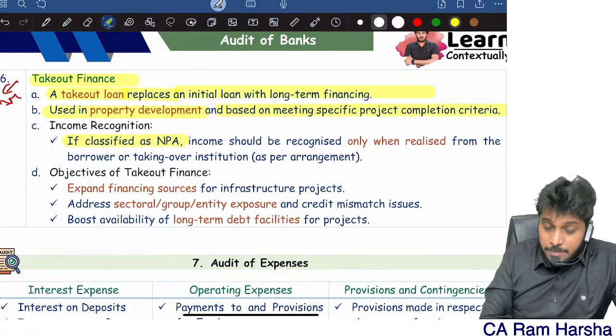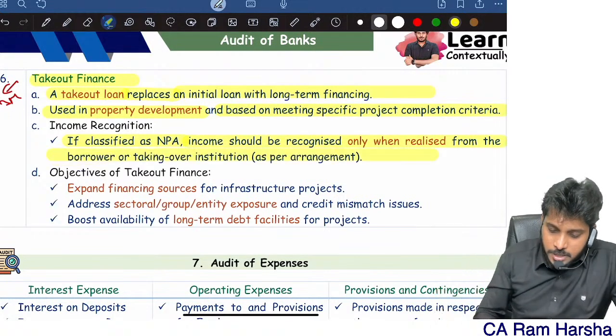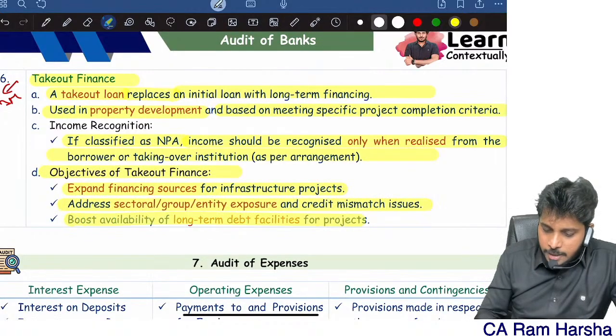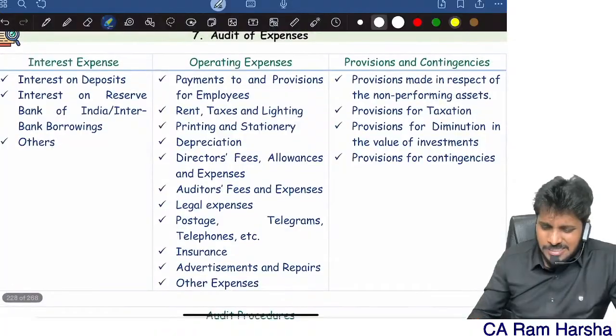That is also classified as NPA. Income should be recognized only when realized from the borrower. So what is the objective of take out finance? Address sectoral gaps, boost availability of long-term funds, all that. That's a very simple thing.